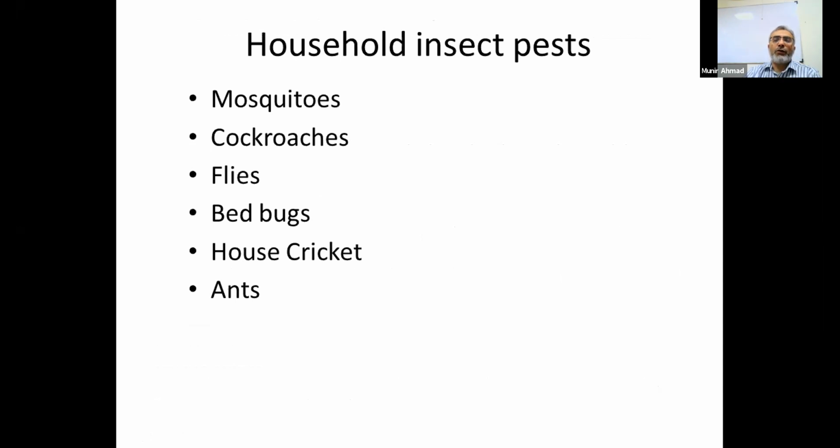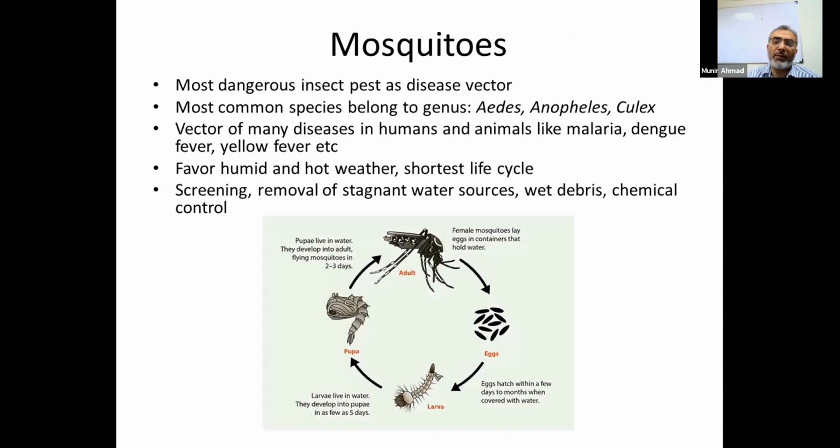So first is the household insect pest. I have just mentioned some of these. It's a very long list. The most common with which we come in contact are mosquitoes, cockroaches or roaches. Flies have a large number of species. Similarly, we have some of them which are relevant to certain areas based on environmental conditions. Bed bugs, crickets, ants. These are some of the household insect pests.